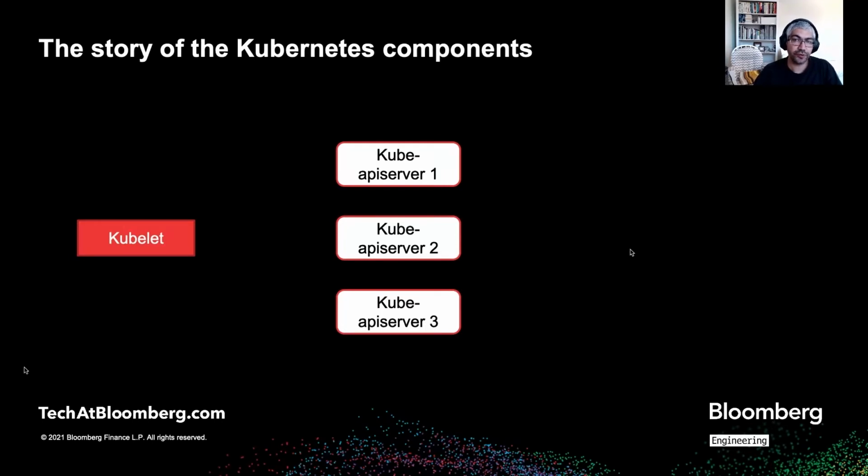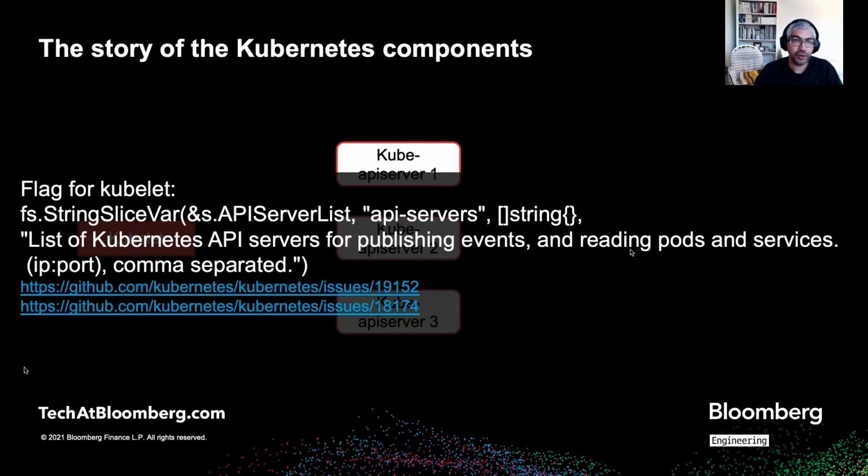So again, we were starting very early. And when we were reading the documentation, the flag for kubelet takes a list of API servers. It says it takes a list of Kubernetes API servers for publishing events, reading pods and services, comma separated. So we're like, great. Kubernetes is highly available. We're going to run 3 copies of the API server. We're going to run a kubelet. Everything is going to be great, right?